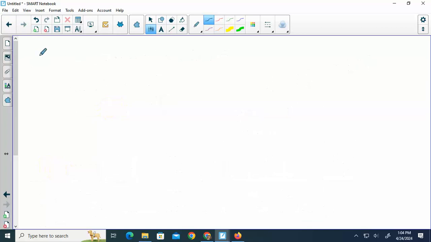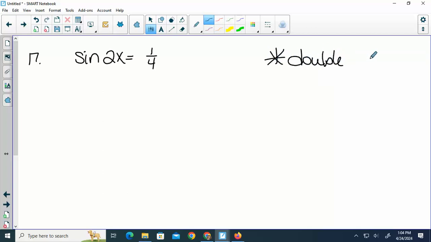Problem 17. Alright, this one is not pretty. First of all, it's a 2x. So you could use a double angle formula if you really wanted to, or we could just tell ourselves we will have double solutions. Okay, sine is already by itself.